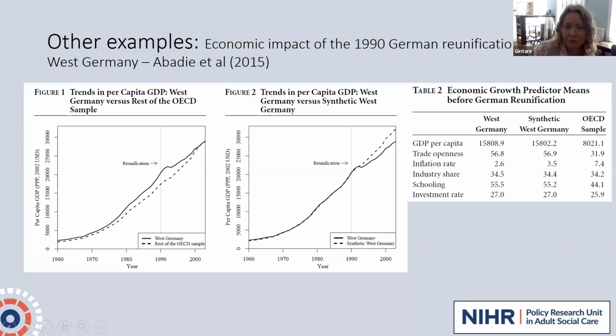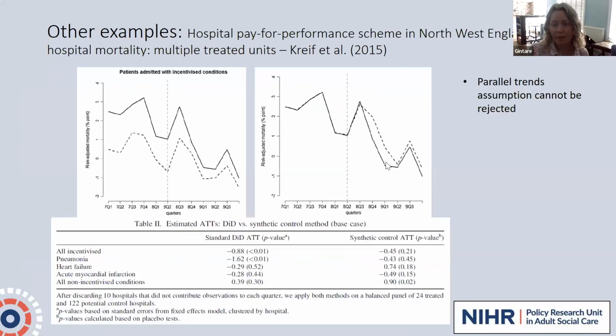So these examples are still of a single treated unit compared to multiple untreated units. In this example by Kreif and colleagues, it considers multiple treated units. So it's a hospital pay-for-performance scheme in Northwest England, with multiple hospitals participating in this scheme, and how it affected 30-day hospital mortality. A pay-for-performance scheme incentivizes certain outcomes, and providers' income partially depends on their performance on certain outcomes.